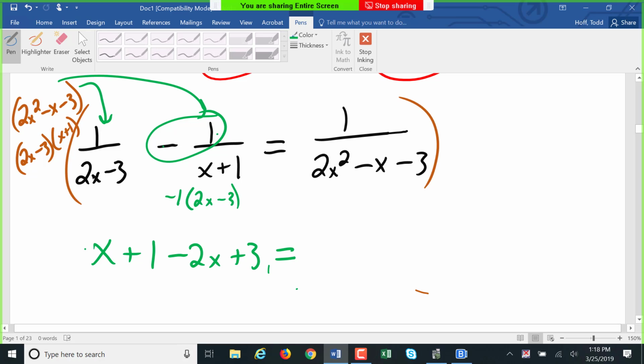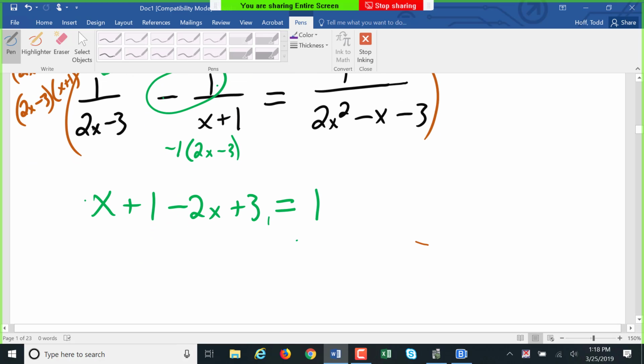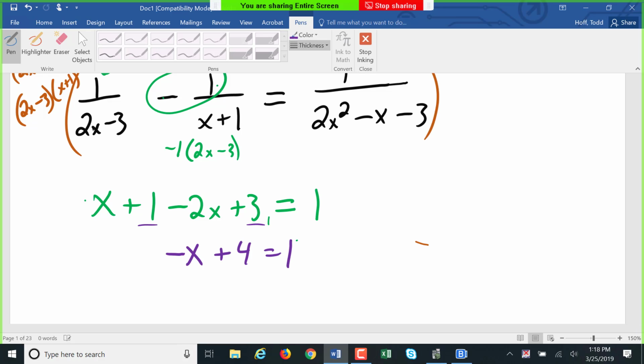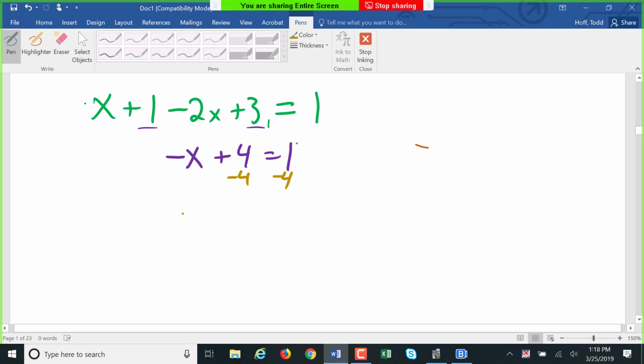equals 1. So now we've got x and negative 2x make negative x plus 4 equals 1. And then subtract 4 to get negative x equals negative 3, and then we divide by negative 1 or multiply by negative 1, it doesn't matter. X equals 3.